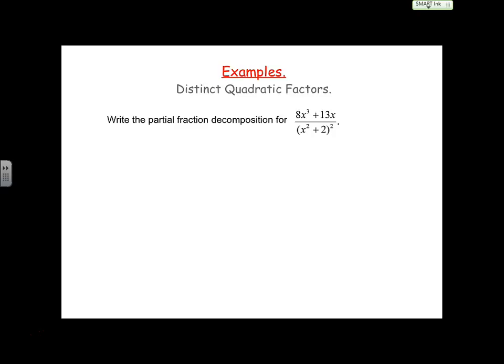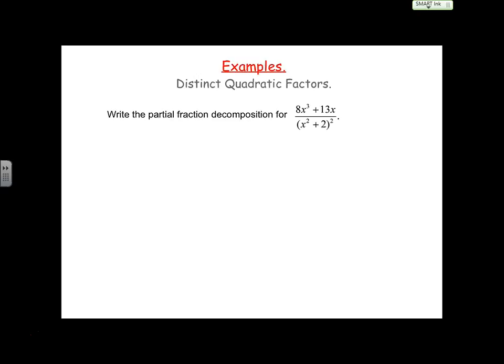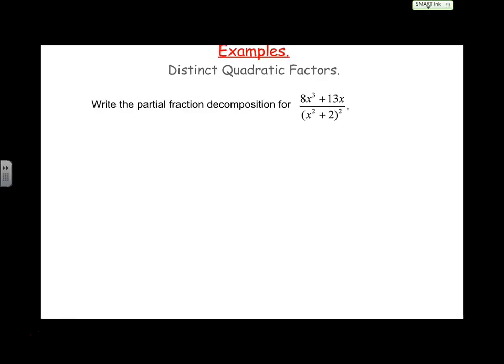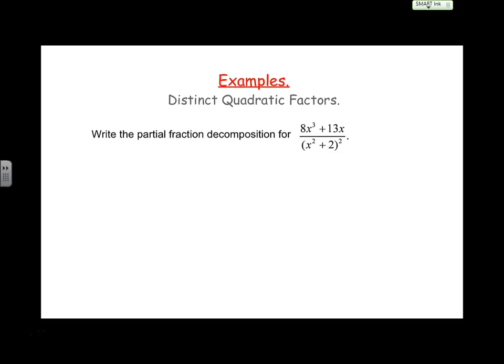Write the partial fraction decomposition for... actually, I need you guys to change something on these notes. You change distinct to repeated. It's accidental. Repeated. Why am I changing distinct to repeated? What's repeated?